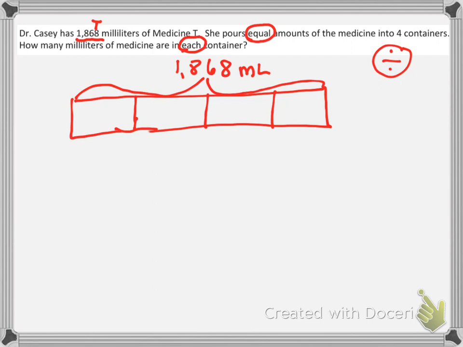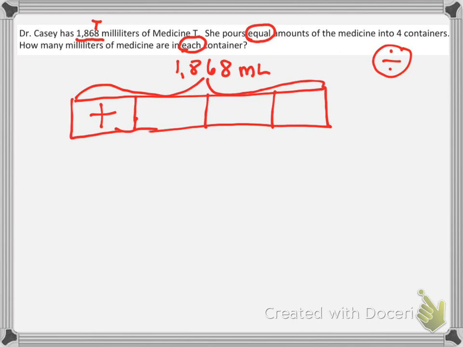Well, we already know how many groups there are, but we just need to know the size of each of those groups. So that is why I'm going to put in this first box a T, and that T is known for medicine tea. That's the medicine that she poured into each cup. So we need to solve for each one of these containers. How much was poured in this container, this container, this container, and this container? And all of this has to equal this number. So what we're going to have to do is divide.